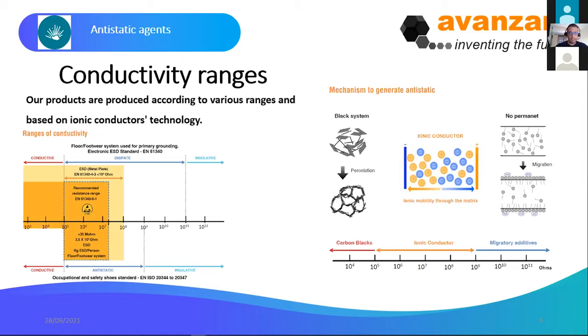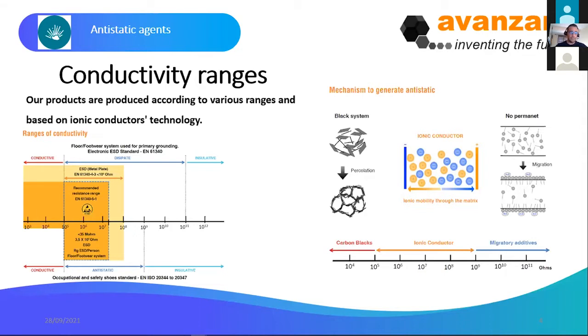If we talk about the different technologies that we can find, there are the black systems focused on graphene or carbon solutions that give you a conductivity range down to 10 to the power 5 ohms in resistivity. And on the other side, we can find the non-permanent additives that migrate to the surface, and the resistivity range is more or less around 10 to the power 9, 10 to the power 8, but this behavior disappears with time.